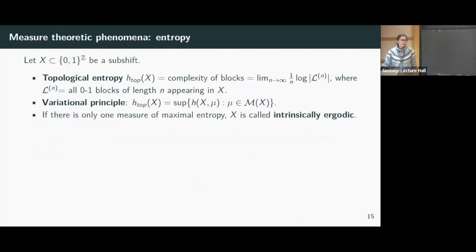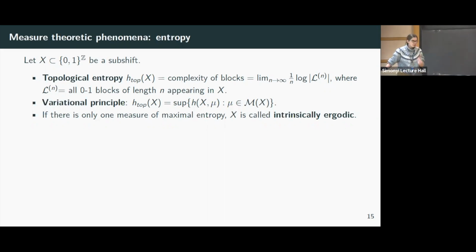Okay, so what about entropy and intrinsic ergodicity? So suppose I have a subshift living in the space of 0,1 sequences, then the topological entropy is a quantity that detects the complexity of blocks. So I'm checking how many blocks of length n I see. I take the logarithm, divide by n, and pass to the limit. So that's the definition. Another way to look at this is via variational principle.